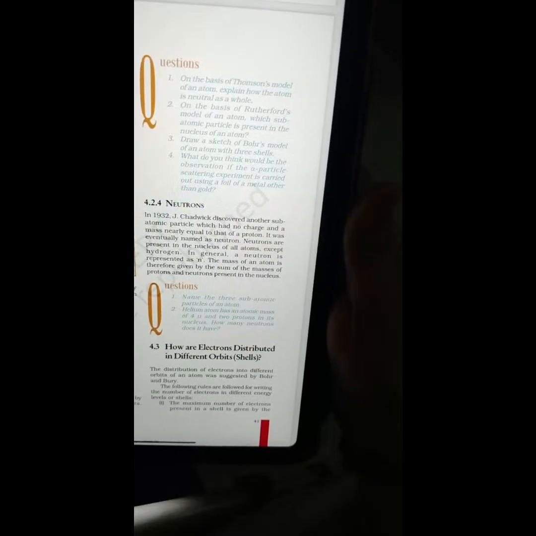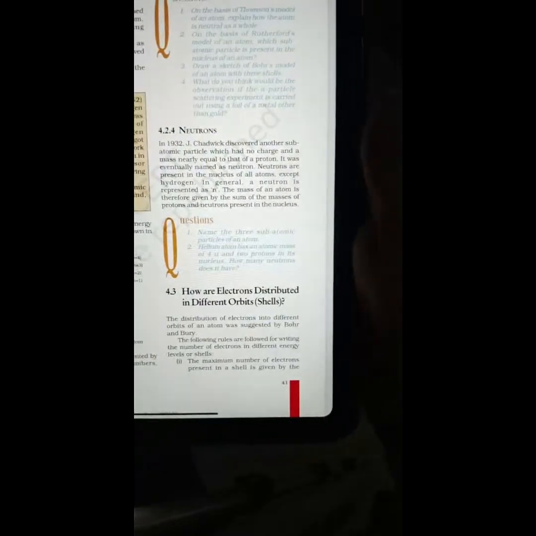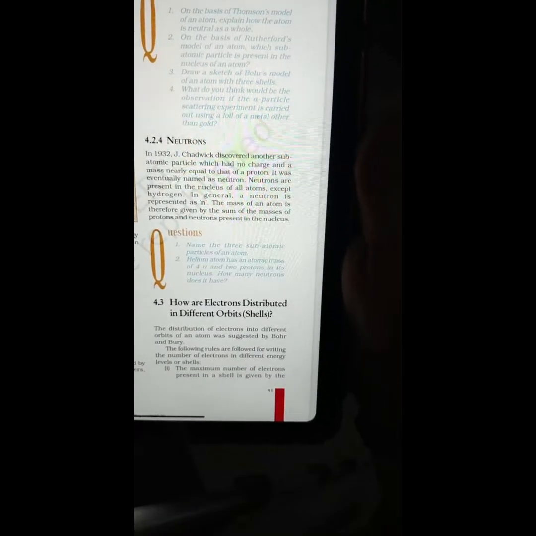Name the three subatomic particles of an atom. Question number 2. Helium atom has an atomic mass of 4 u and 2 protons in its nucleus. How many neutrons does it have?